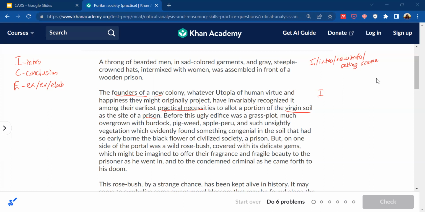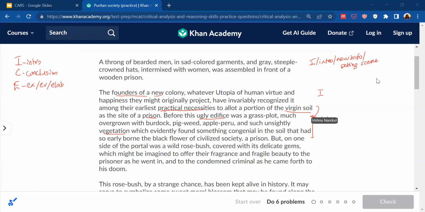Then we go into talking about the prison. It's a very ugly kind of building. It was overgrown with a bunch of different types of vegetation. And somehow it found something that allowed it to bring forth this prison. So even though the building was really ugly and the vegetation around it was not so great, you had this prison. So this is more of just an elaboration on the point that they made here. Because in this first sentence, they're talking about how they decided to make this prison because it was a practical thing. And then they elaborate and tell us what that prison looks like. It's like an ugly building.